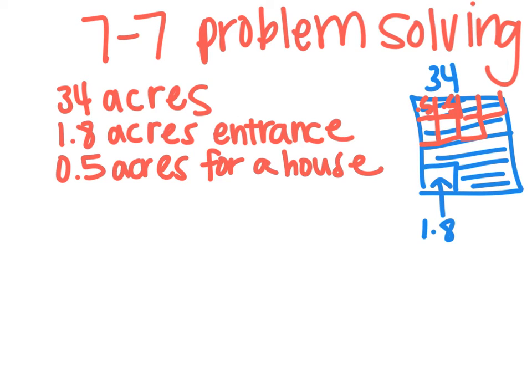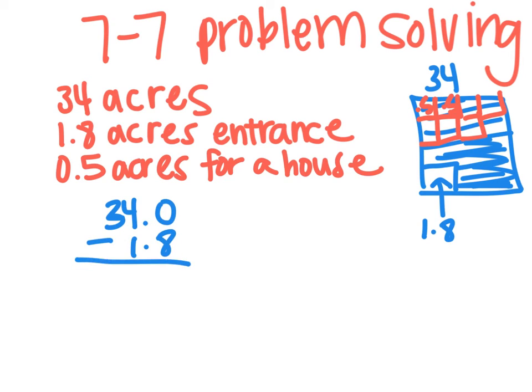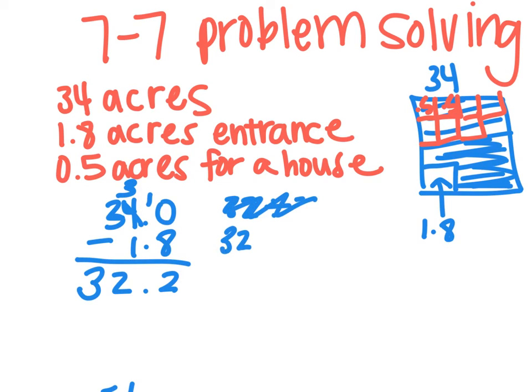So the first thing that I need to do is figure out how much this shaded in blue part is. How much do I have left after I take away 1.8 acres for my entrance? That's what I'm figuring out right now. So let's see here. It looks like after my entrance, I have 32.2 acres left. Now with that part that's left, I'm splitting it up, and splitting up tells me I'm going to be dividing what I have left. Whoops, that should be 32.2 divided by 0.5. I'm splitting it up into little pieces of land that are 0.5 acres each.